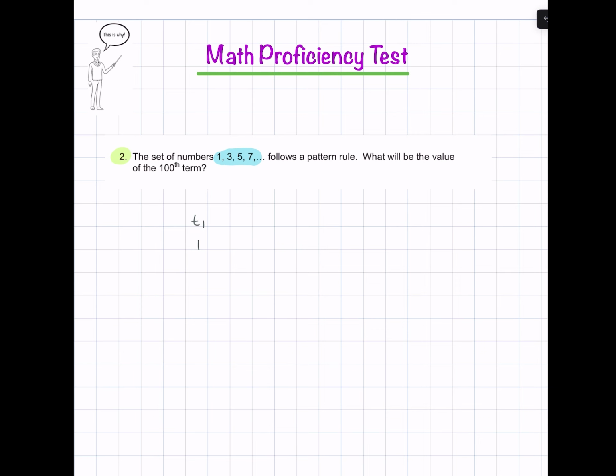They said set here, and there are elements in sets. So I'm thinking about elements. These are actually called the terms when we think about it as a sequence. A sequence has a first term, t1, that's what the t is for, a second term, t2, which is 3, t3 is 5, t4 is 7, etc.